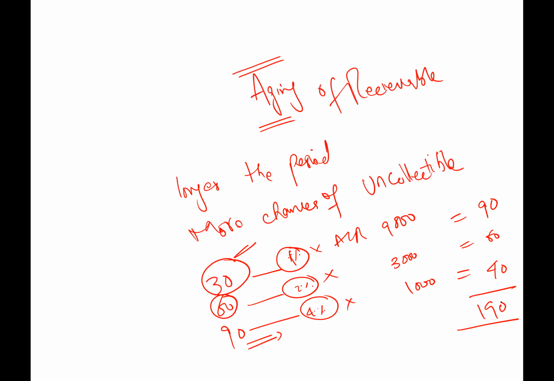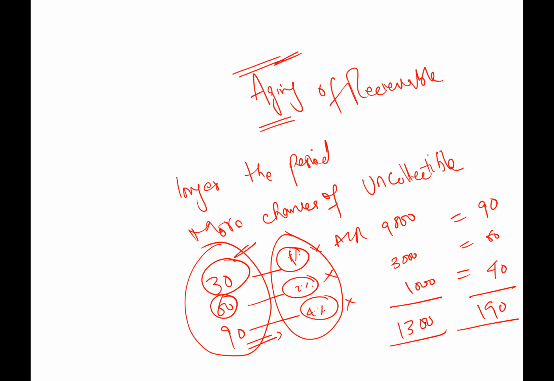Easy, right? So you need to focus on how much amount and how much is the percentage of uncollectible regarding the aging. So you basically aged your accounts receivable. So your total accounts receivable are 13,000. Among that, 190 is uncollectible. And how did you calculate this 190? You aged your accounts receivable according to months. You can also age according to 15 days, according to weeks, whatever the method is. Okay, you can do that.